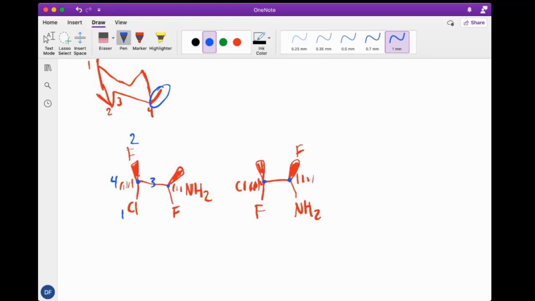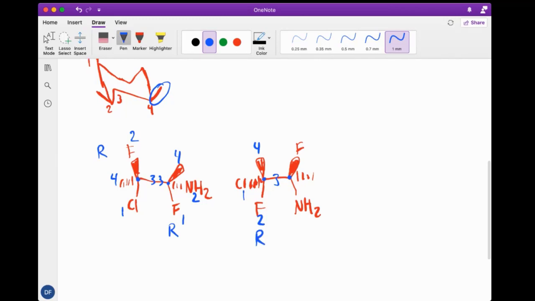And so this will be an R because it's clockwise. And from over here we have 1, 2, 3, and 4. And since the lowest priority group is in the front, this will be an R as well. And so I'll do this again. 1, 2, 3, and 4. This will be an R because the lowest priority group is in the front. 1, 2, 3, and 4. And R as well. So since they both have the same configuration, these are the same compound.